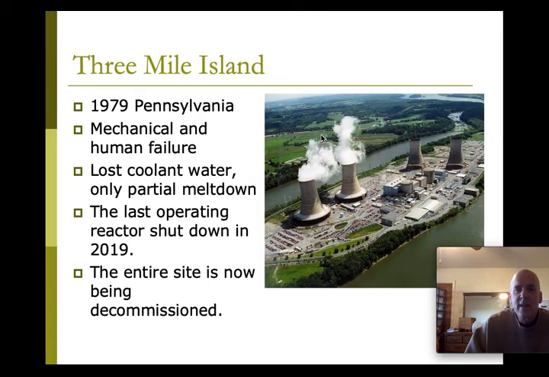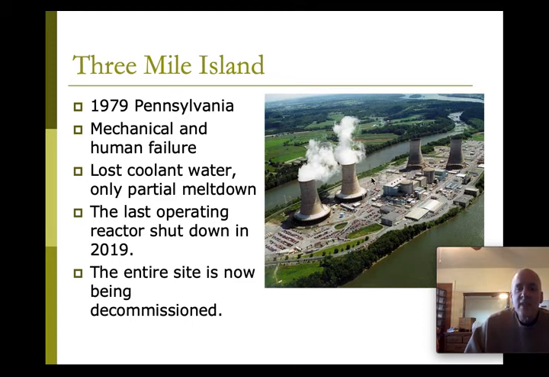So, Three Mile Island. This was in the United States, 1979, Pennsylvania. There was a mechanical and a human failure, so coolant water was lost in one of the reactors. It was only a partial meltdown, and there's some controversy, but most people believe very little or no nuclear material was released into the atmosphere.